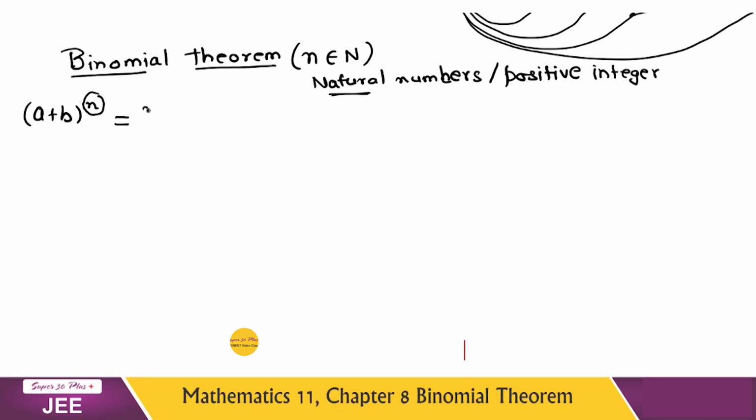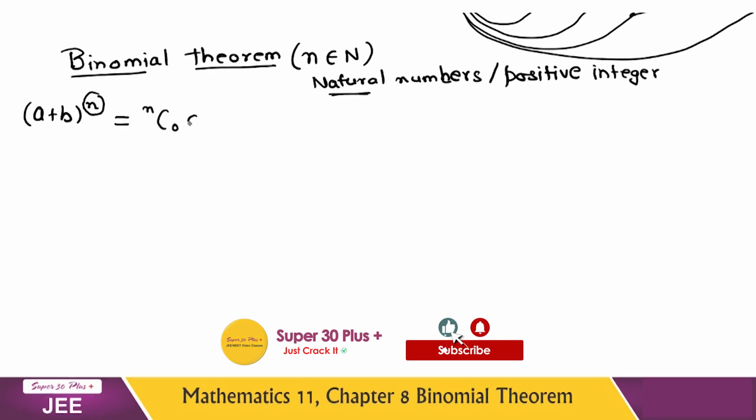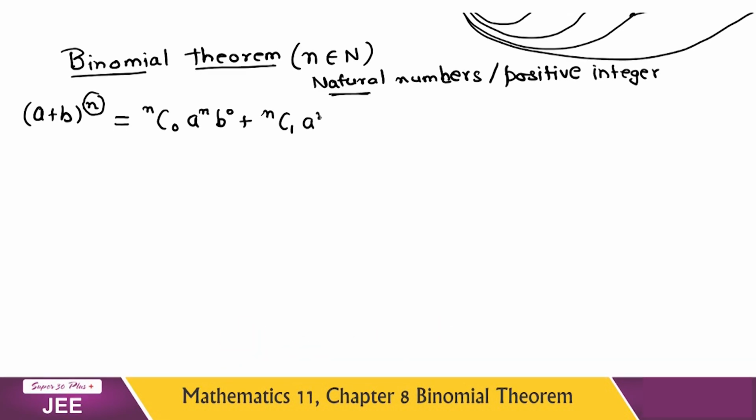Alright students, so the theorem says that (a + b) whole raised to the power n can be written as nC0 a^n b^0 + nC1 a^(n-1) b^1 + nC2 a^(n-2) b^2 and so on. This will continue till the last term, which will be nCn a^0 b^n. Alright, so this is what is called the binomial theorem.